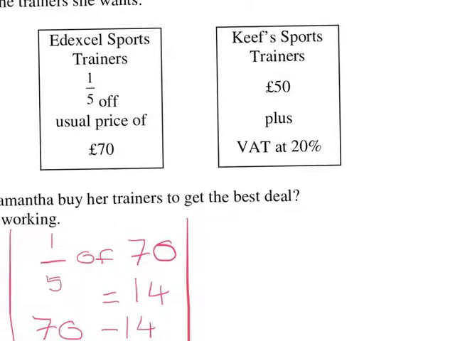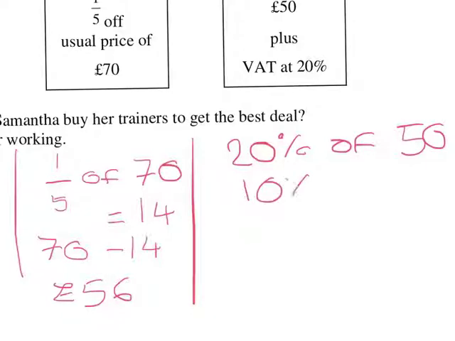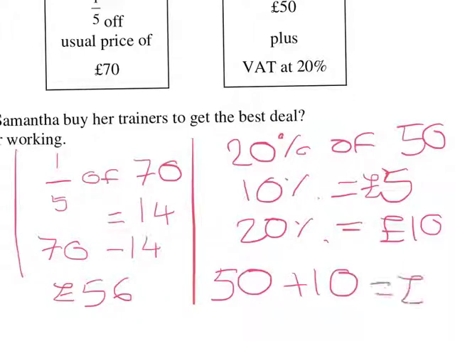Right, moving on to the last one. Keith sports trainers, £50 plus VAT at 20%. So we need to work out 20% of £50. Well, 10% of 50 is going to be 5. And 10% equals £5, so 20% is just double that, which is going to be £10. So £50 plus the VAT of £10 is going to be £60.